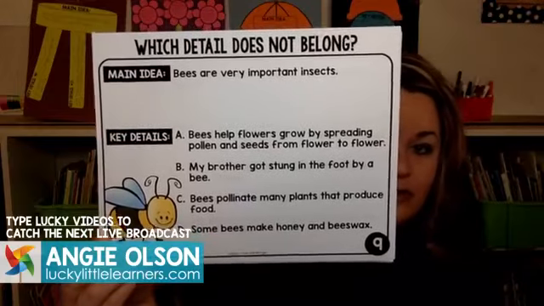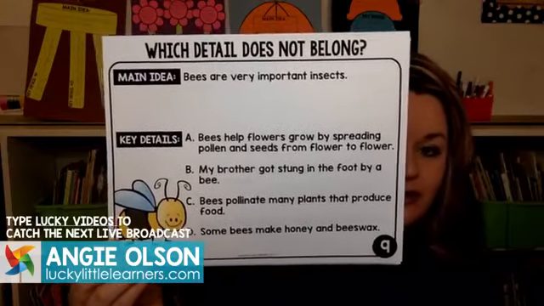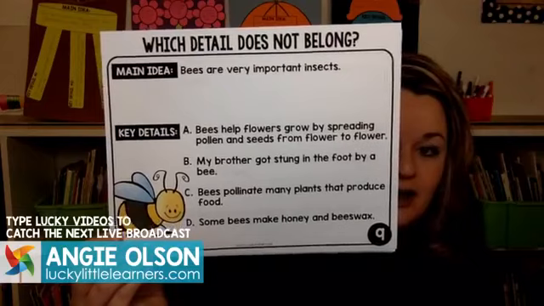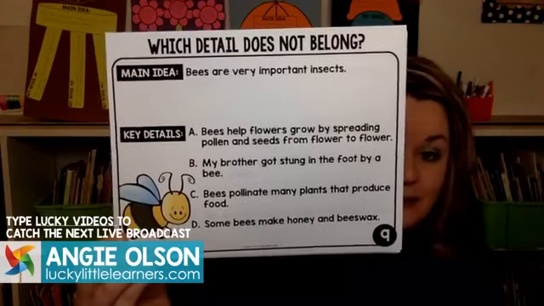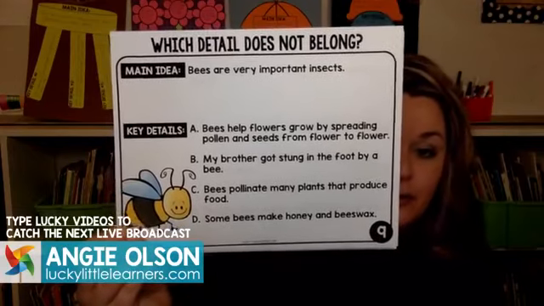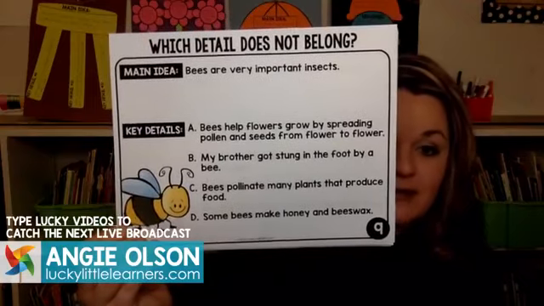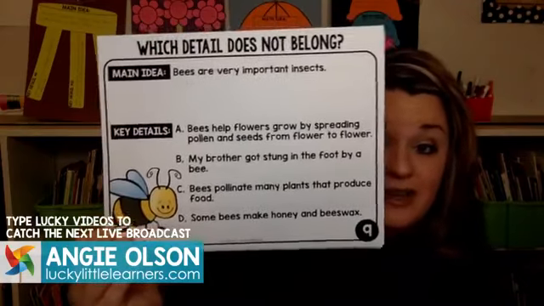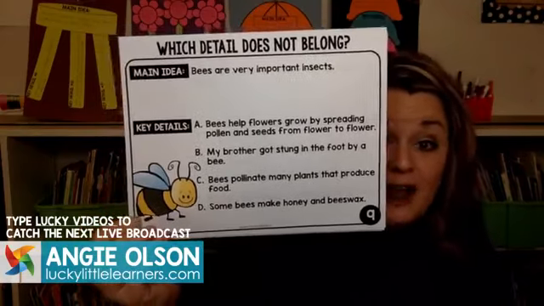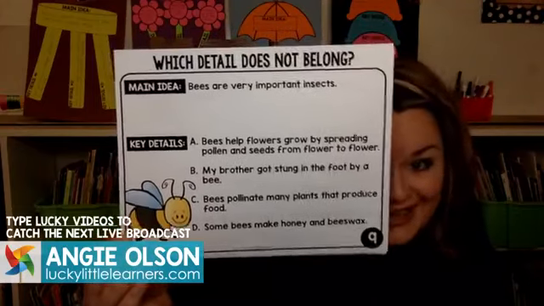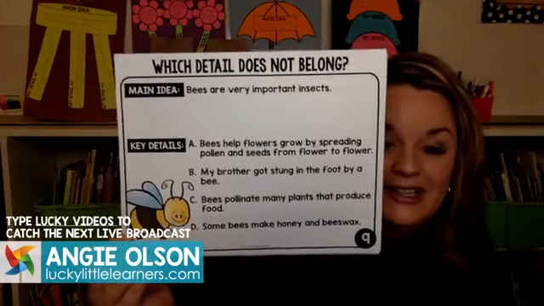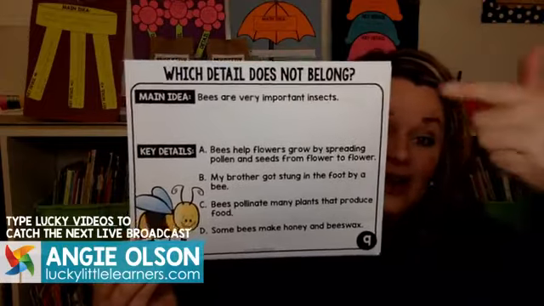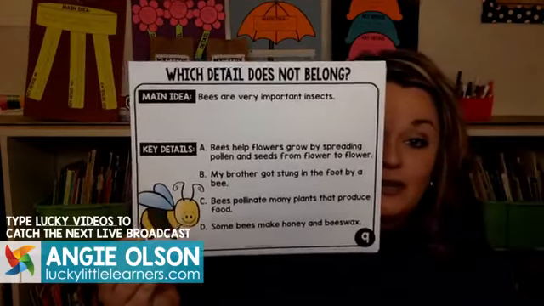A, bees help flowers grow by spreading pollen and seeds from flower to flower. B, my brother got stung in the foot by a bee. C, bees pollinate many plants that produce food. Or D, some bees make honey and beeswax. You will see that these all have to do with bees, but obviously letter B would not be a key detail. And why? Because it does not go back and relate to the main idea, which is that bees are very important insects.